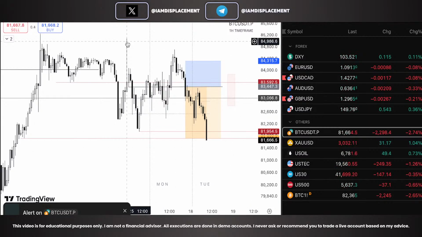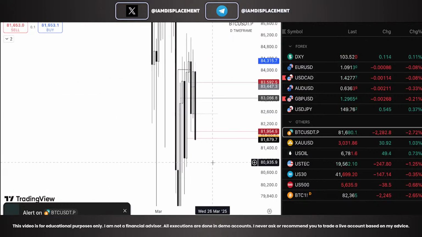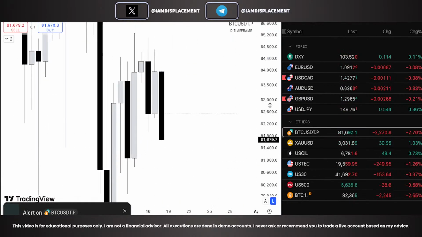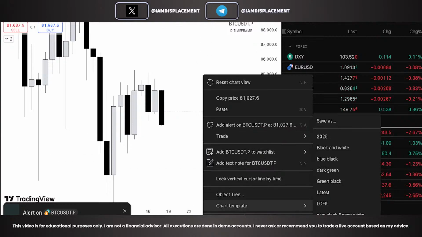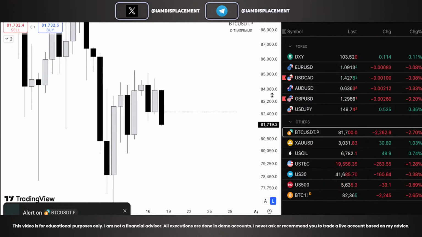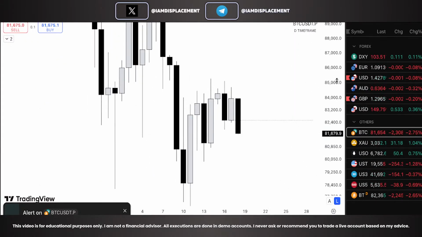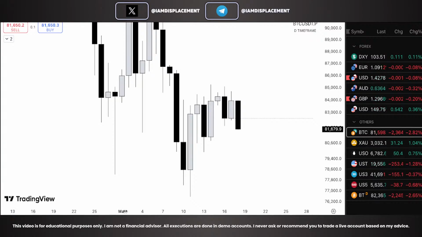Now let's see. If you go to the daily time frame, let me remove everything. What you can see is that there are two fair value gaps here. Just a sec, let me see. I can't see. Yeah, now I can see the charts. Okay, now let me explain this trade idea.